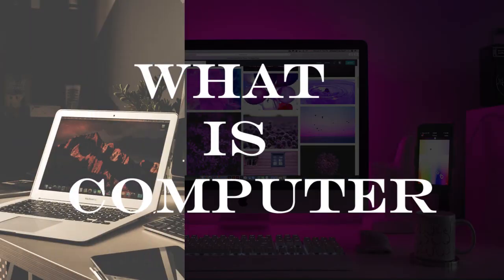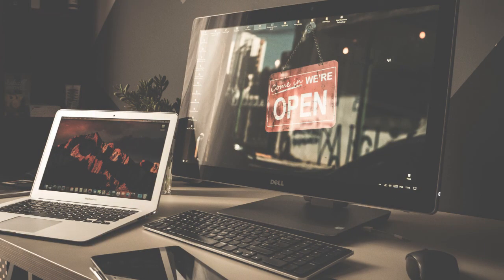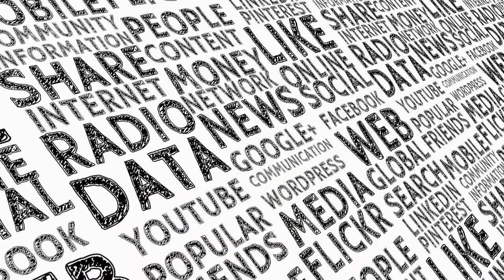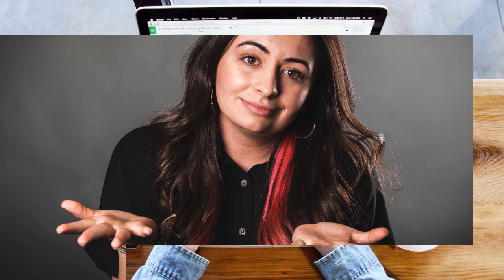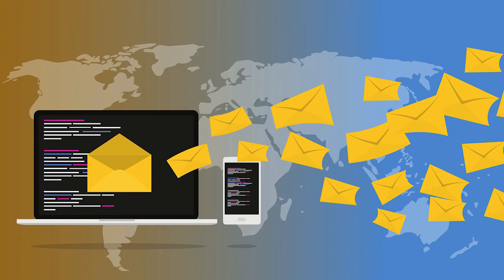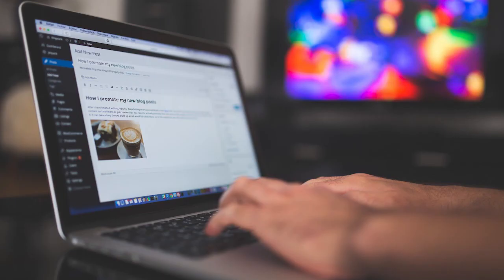What is a computer? A computer is an electronic device used to manipulate data or information. It can store, retrieve, and process information. You already know that a computer can be used to type documents, send email, play games, and browse the internet.